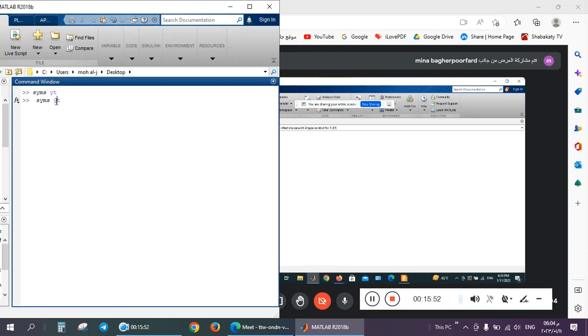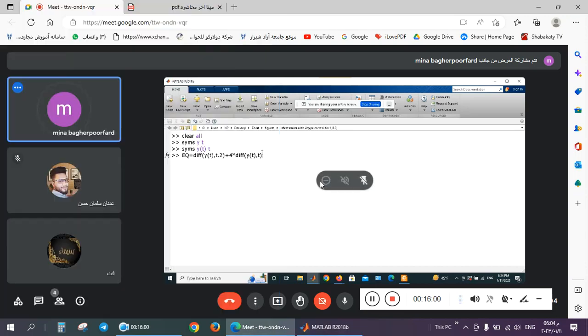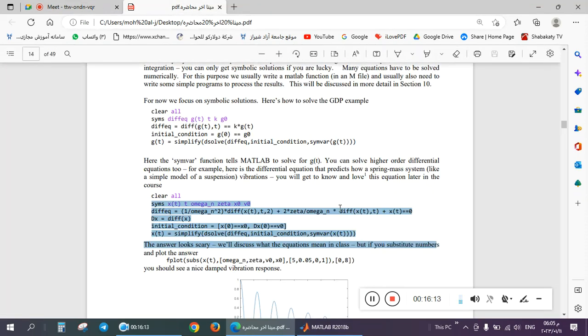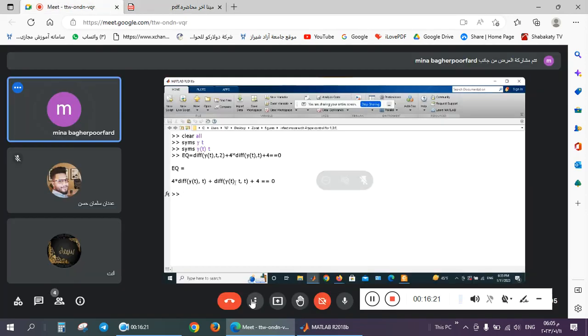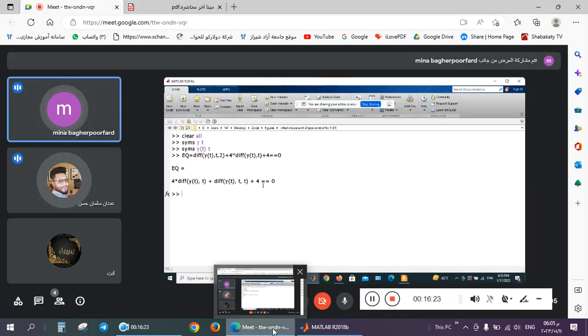Y prime is used for the first derivative of y with respect to t. After that, plus 4 equals 0. This is our equation, okay? I'm going to solve this equation.